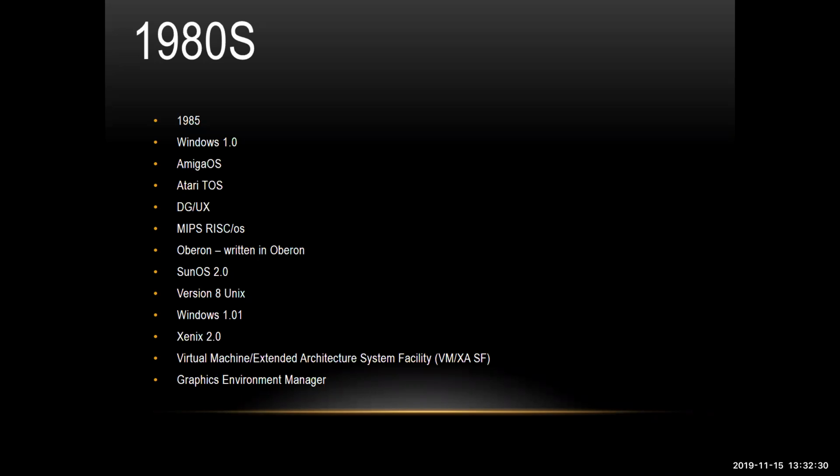And then we had SunOS 2.0. We also had Version 8 Unix during 1985. And then Windows 1.01. And then we also had Xenix 2.0. And then Virtual Machine Extended Architecture System Facility. And lastly, Graphics Environment Manager. It was an operating system created by Digital Research for use with the DOS operating system on Intel 8088 and Motorola 68000 microprocessors.